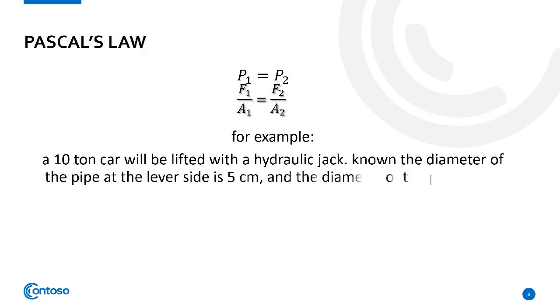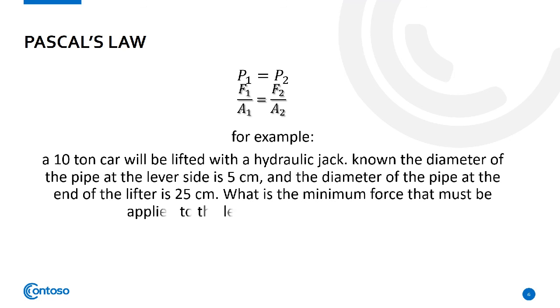Given that the diameter of the pipe at the lever side is 5 centimeters, and the diameter of the pipe at the end of the lifter is 25 centimeters. What is the minimum force that must be applied to the lever so that the car is lifted? This is a solution to the problem.